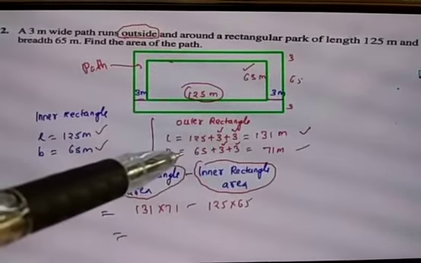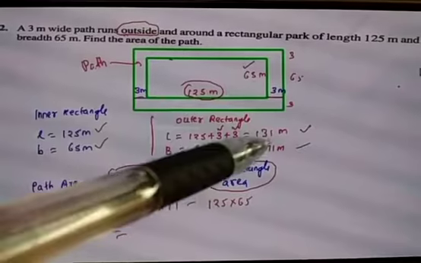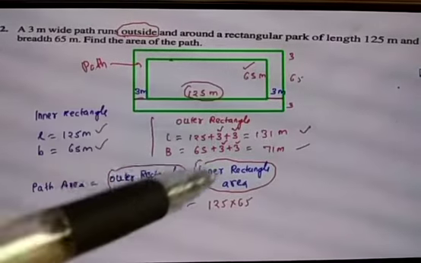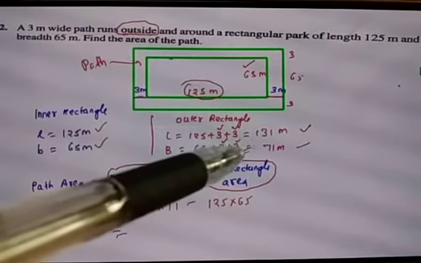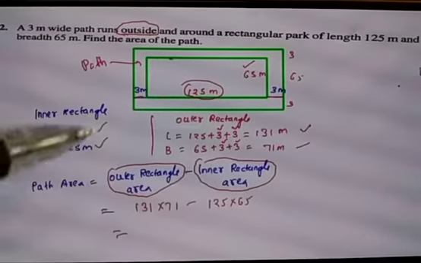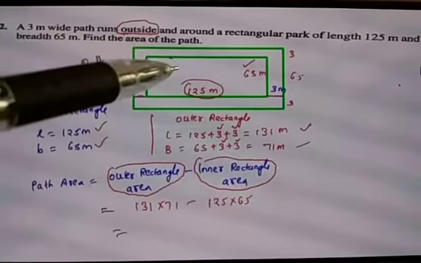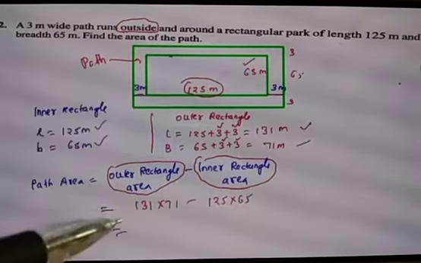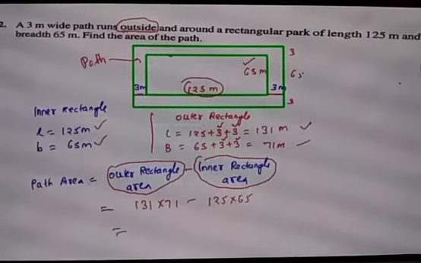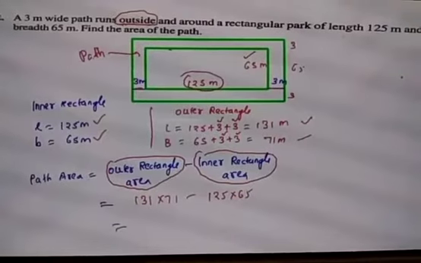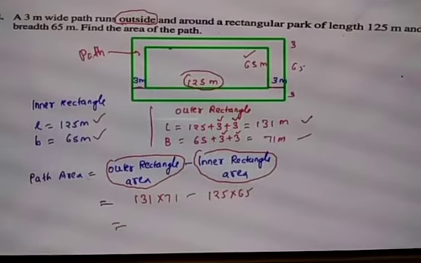You can see here for the outer rectangle, 125 plus 3 and plus 3 makes 131. And breadth is 65, again 3 and 3. All the places it is 3, right? Plus 3 and 3, that is 71 meter. Inner rectangle is so much, outer rectangle is so much. So path area will become outer rectangle minus inner rectangle. The formula is length into breadth, minus this one. Once you multiply and subtract, you will get the answer. You should do the working by yourself.